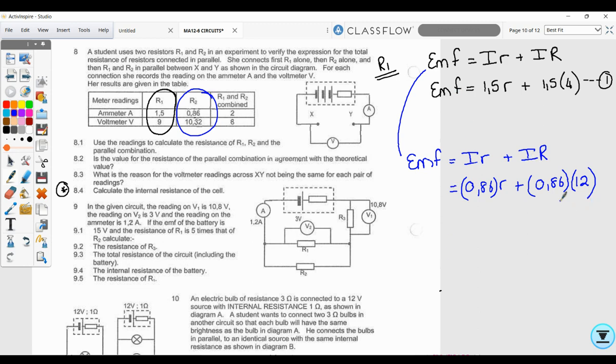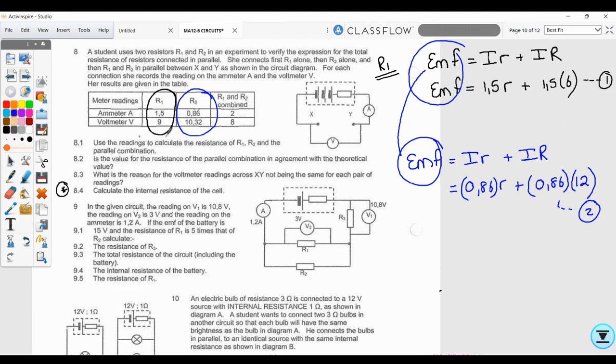Now you've got a new equation, number 2. But now you know that this EMF and this EMF are the same thing. So it's simultaneous equations. But isn't the top one supposed to be 1,5 times 6? Because the 6 and 4 are in parallel, so it's supposed to be 6. Okay.